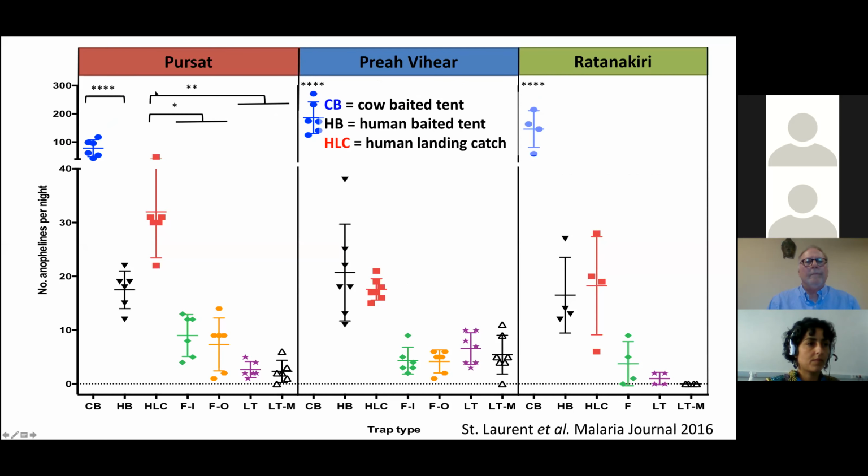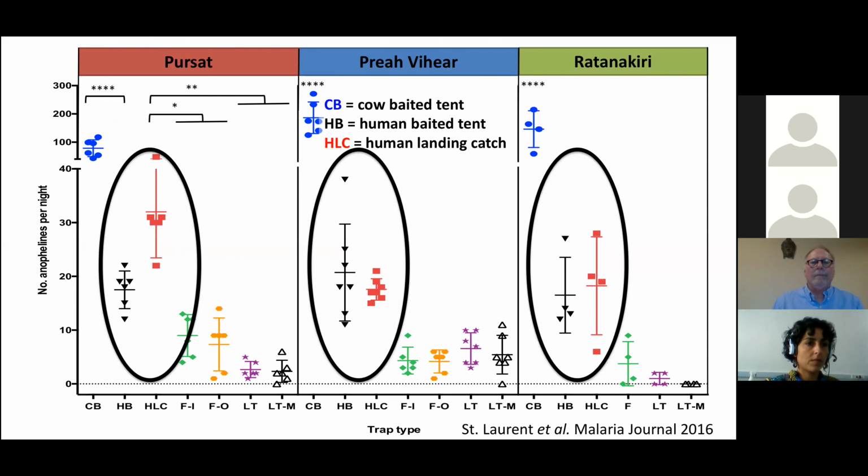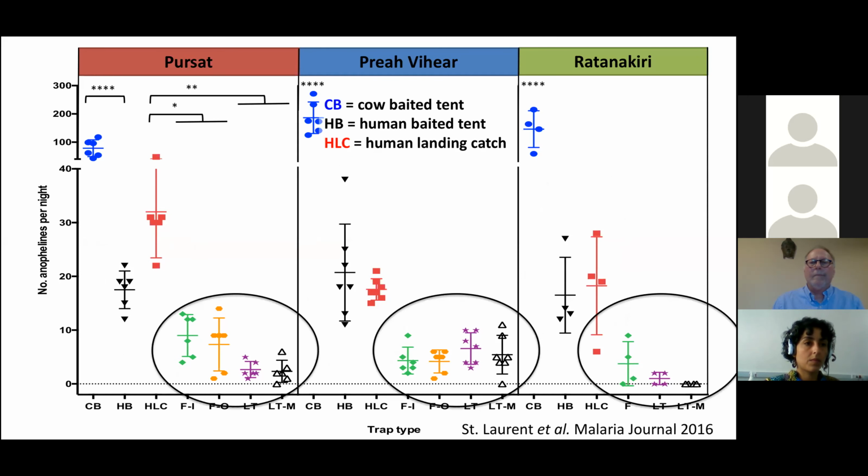In this plot, we have each of those provinces, so Pursat, Preah Vihear, and Ratanakiri, and each of these dots represents a single night of collection by these different trap types. The number of Anopheles collected in that single night. So we found that the cow-baited tents collected hundreds of mosquitoes per night in each of the provinces. The human-baited tent and human landing collections were pretty comparable, collecting about 20 mosquitoes per site per night. And then our barrier fences and CDC light traps collected very few Anopheles mosquitoes.